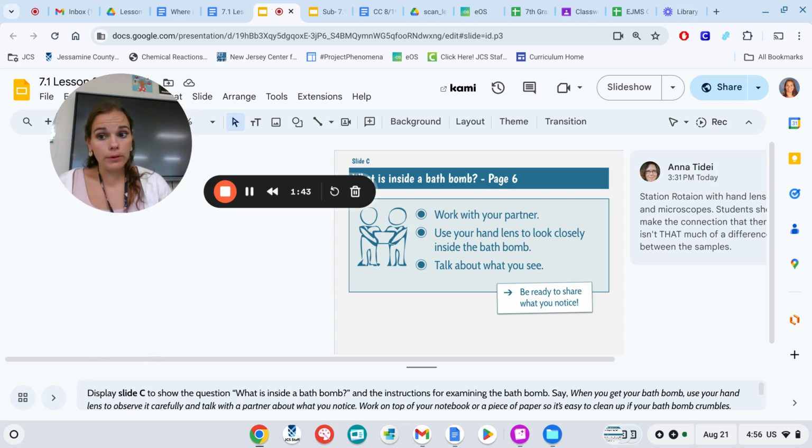Now be careful. Remember, these are powders. We don't want them to spread across the room. We don't want to consume any of them. So use your magnifying glass, look into that powder, looking for something that looks familiar.